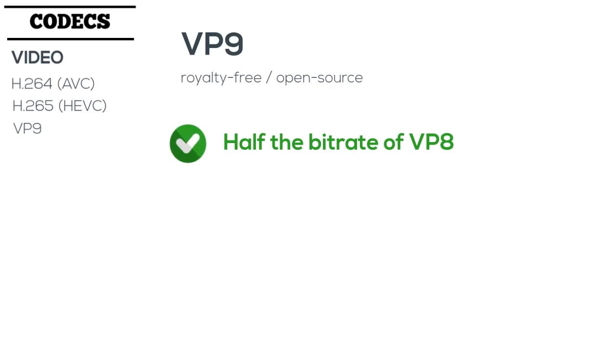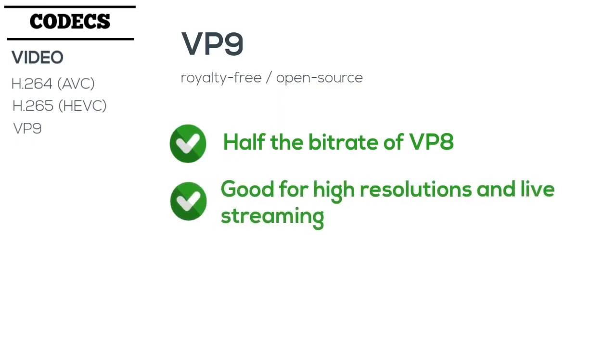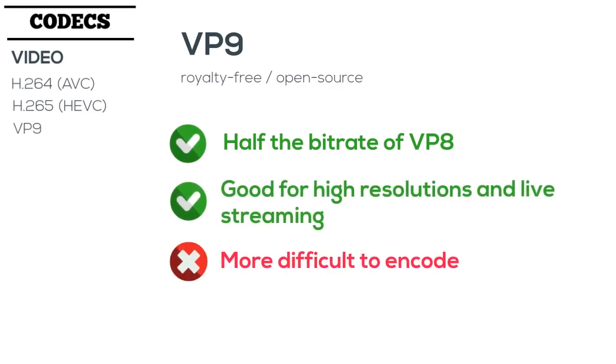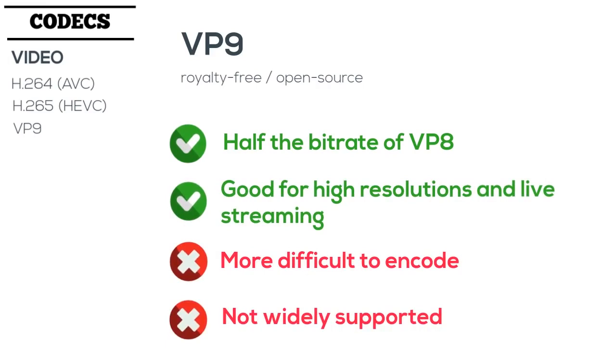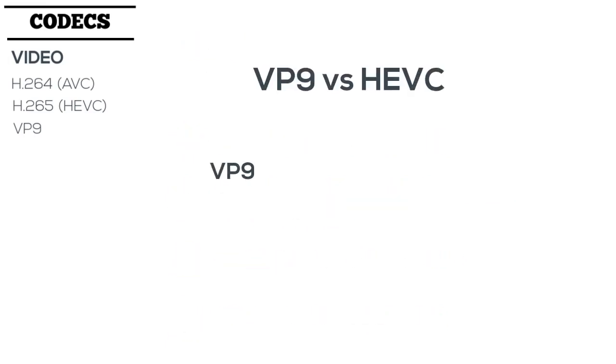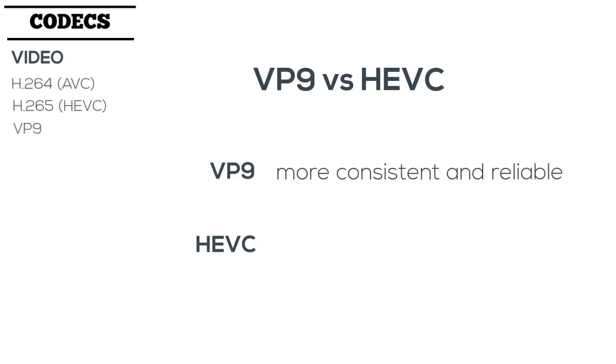Just like H.265, it's good for high resolutions and live streaming, but it's harder to decode and less supported than H.264. However, the technology behind VP9 generally makes streams more consistent and reliable, while H.265 usually provides a better overall image quality. It's also important to note that VP9 commonly uses the WebM or IVF containers, which we don't have time to cover as part of this video.